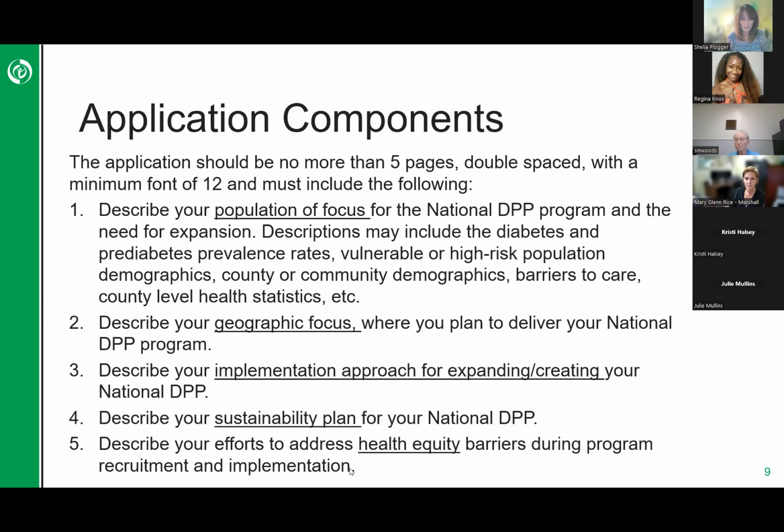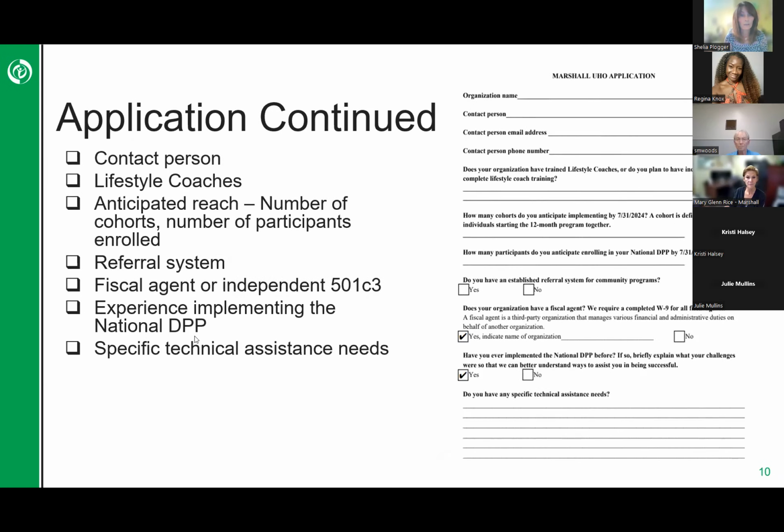Any questions about that? Regina, you can take us on to the next slide. We'll talk a little bit about the components of your application before Mary Glenn takes us into the budget. The first part of it is just basic contact information and things like that.